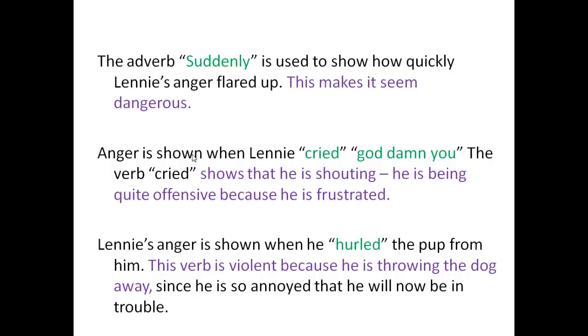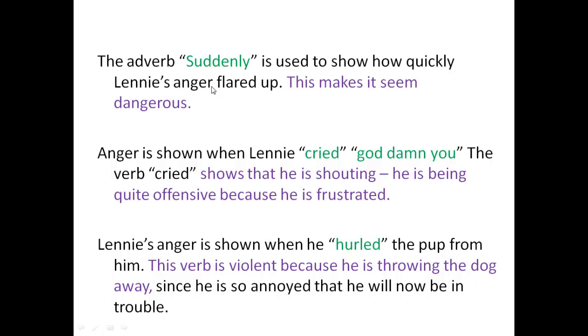The adverb suddenly is used to show how quickly Lenny's anger flared up. This makes him seem dangerous. Anger is shown when Lenny cried, "God damn you." The verb cried shows that he is shouting. He's being quite offensive because he's frustrated. Lenny's anger is shown when he hurled the pup from him. This verb is violent because he's throwing the dog away since he's so annoyed that he will now be in trouble.